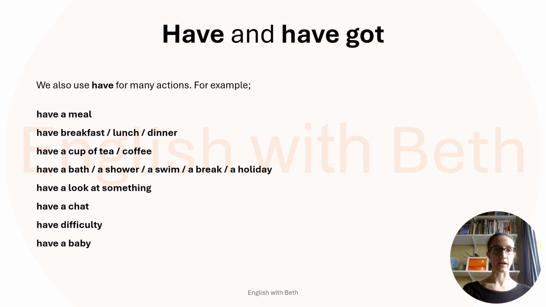We also use have to talk about many actions. For example, have a meal, have breakfast, lunch or dinner, have a cup of tea or coffee, have a bath, a shower, a swim, a break or a holiday, have a look at something, have a chat, have difficulty, or have a baby, which means to give birth.